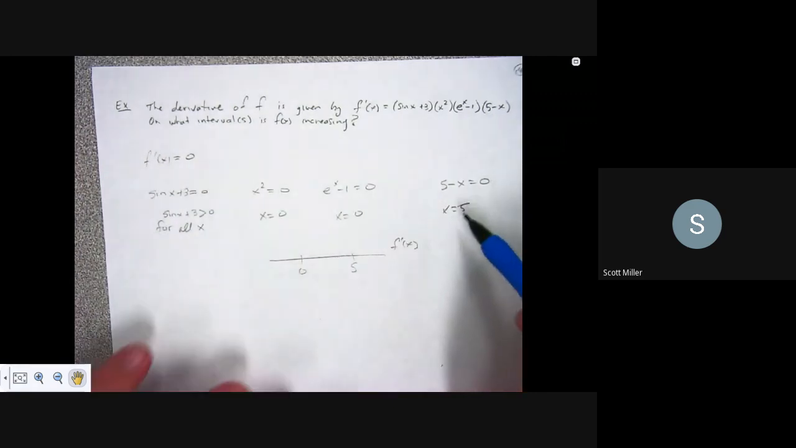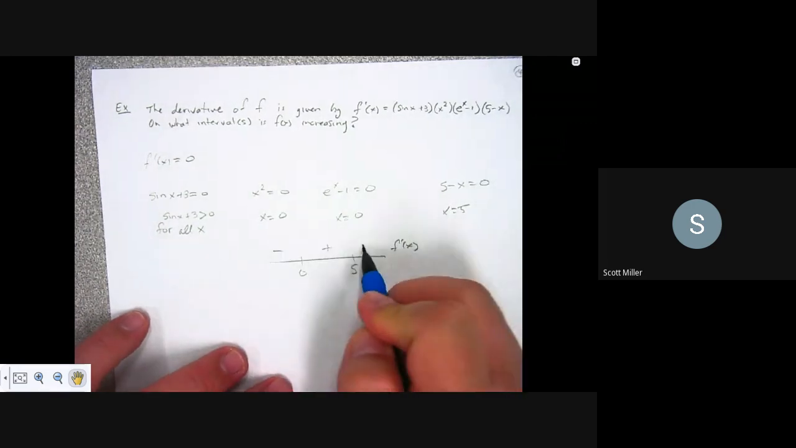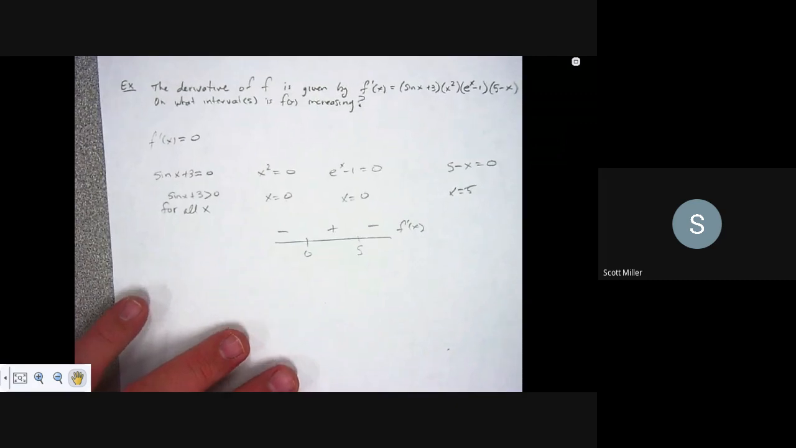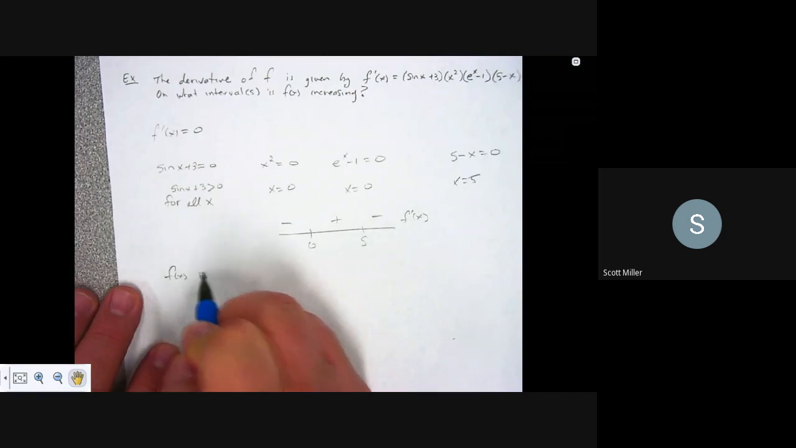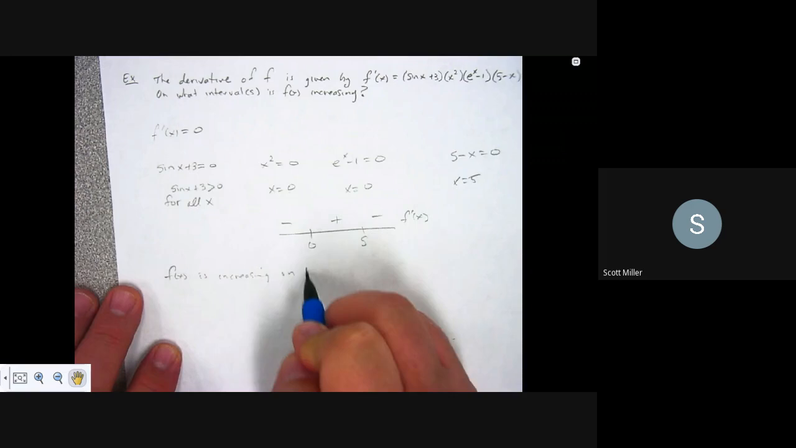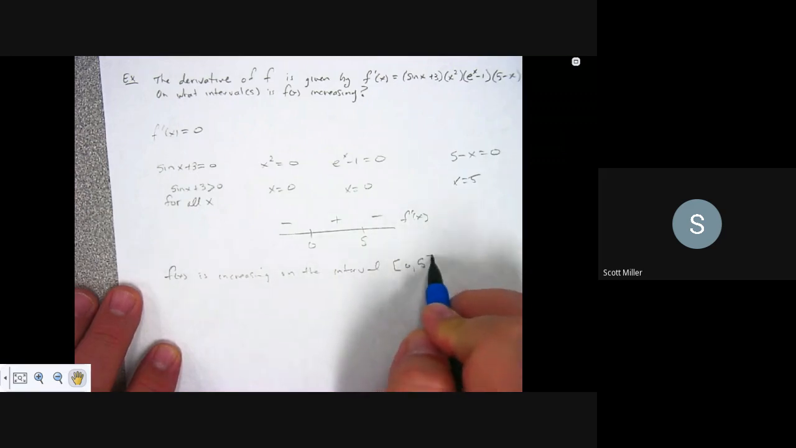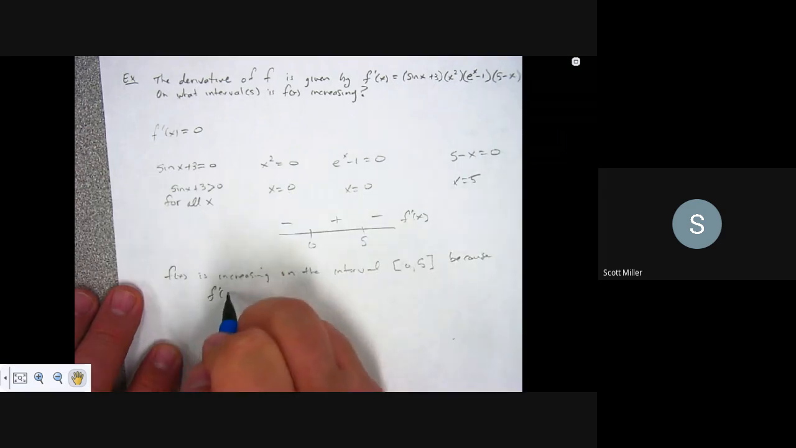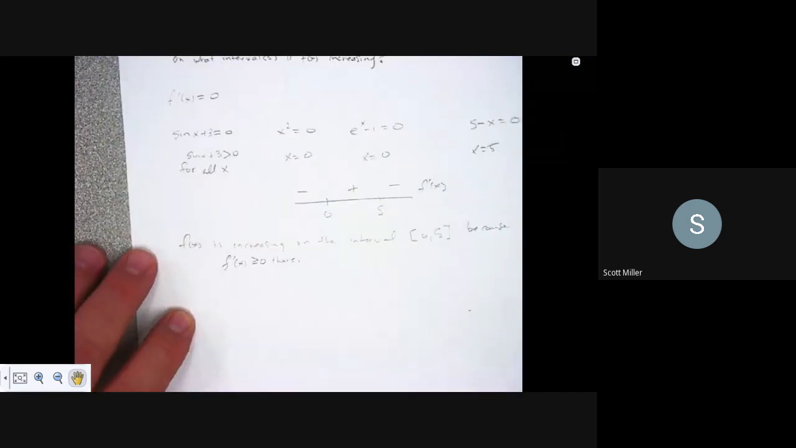So let's take a look at some test points. I'll let you confirm this on your own, but here's what I came up with for the sake of time in this video. I got that right there. Okay, so from that I can draw my conclusion, which is f of x is increasing on the interval from 0 to 5 because f prime of x is greater than or equal to 0 there. And there you go.